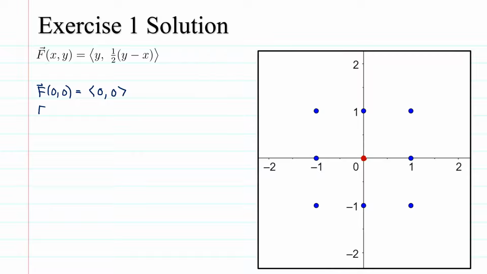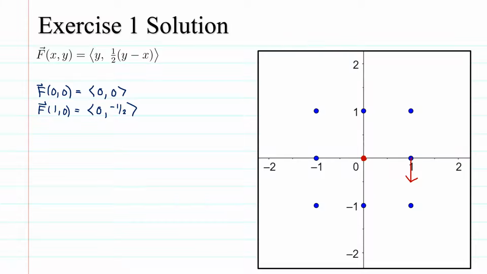Next, f of 1, 0. And x is 1 and y is 0. We get the vector 0, negative 1/2. So we draw that vector starting from the point 1, 0. So ito yung 1, 0. Draw lang natin yung 0, negative 1/2, which points downward. So ganun lang yung gagawin sa bawat point.